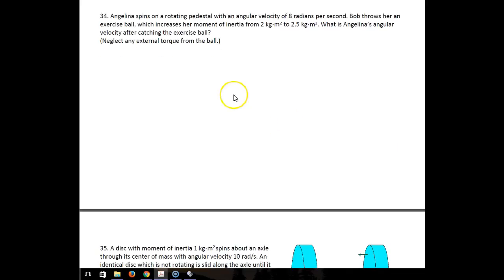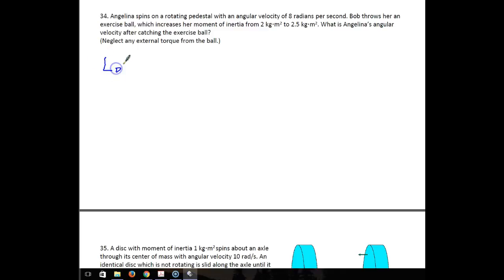The next question says Angela spins on a rotating pedestal with an angular velocity of 8 radians per second. Bob throws her an exercise ball which increases her moment of inertia from 2 to 2.5 kilograms times a meter squared. They want to know what is her angular velocity after catching the exercise ball. If she catches something heavy, we can reason that she probably will slow down because of the conservation of angular momentum. So let's check and see if that's right.